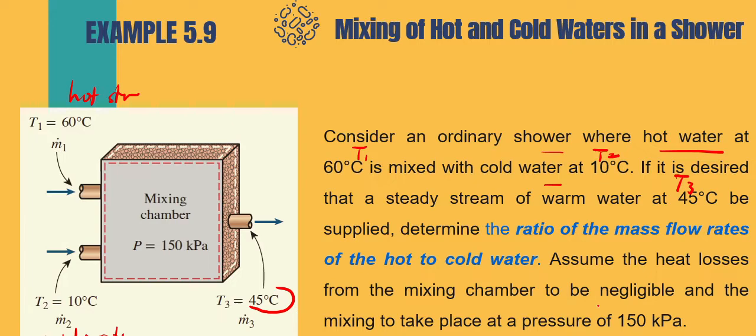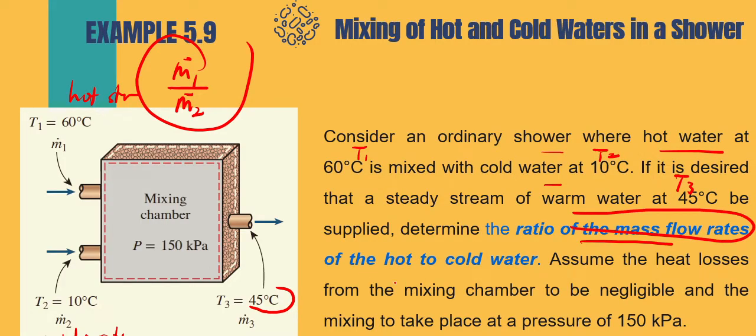This is cold water. So you need to determine the ratio of mass 1 divided by mass 2. You need to determine this ratio. You need to calculate this ratio here. Ratio of mass flow rate of hot to cold water, and then assume that the heat loss from the chamber is negligible and mixing takes place at a pressure of 150 kPa.